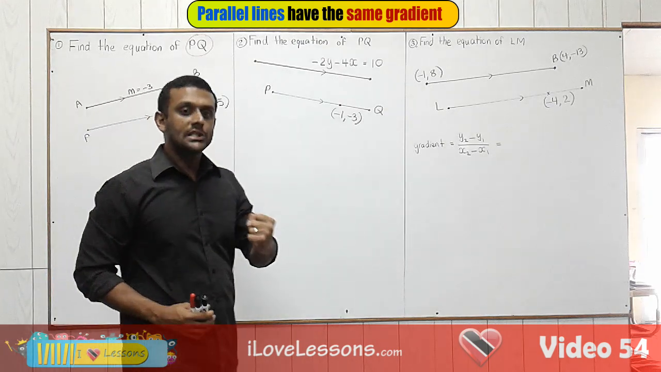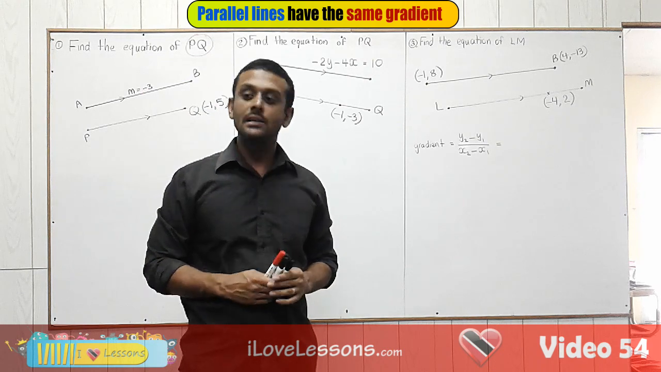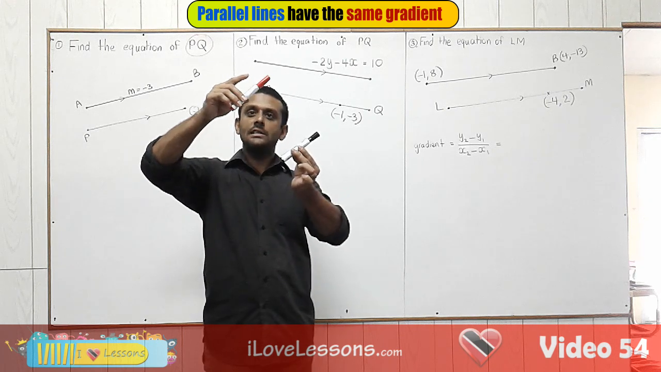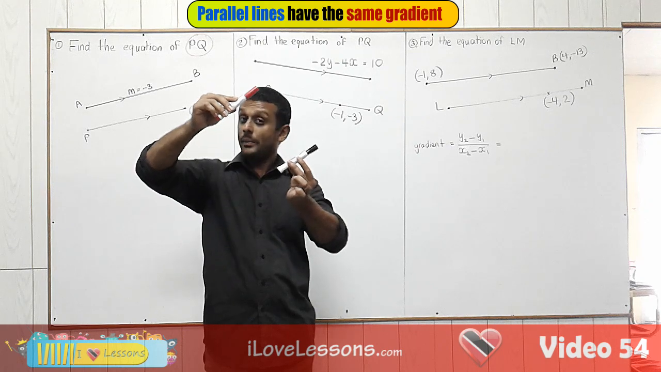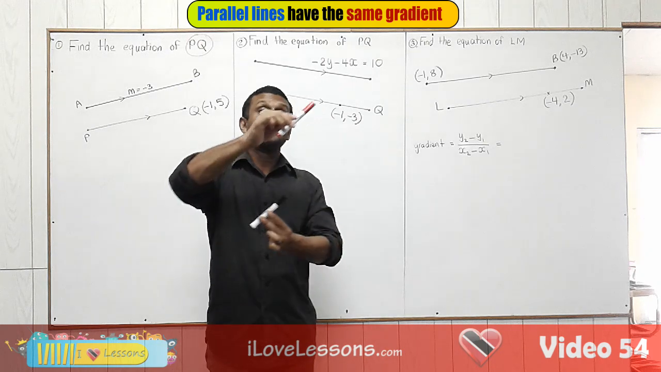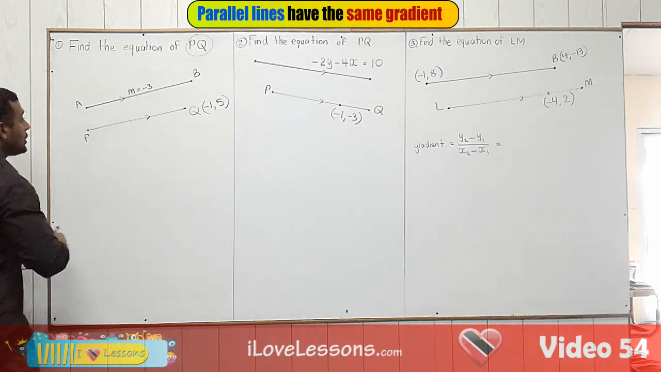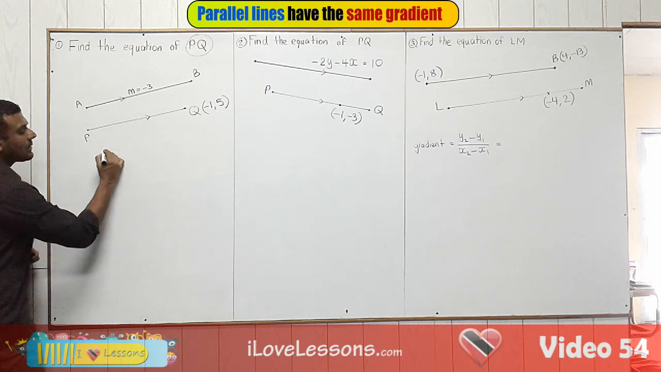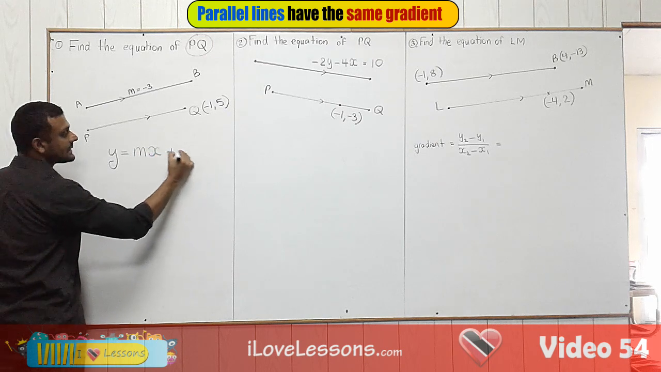Now, one major point about parallel lines is that parallel lines have the same exact gradient. So for example, let's say these 2 markers are lines. If the gradient of this line is 4, then the gradient of this line will also be 4 if both lines are indeed parallel. Now they will have the same gradient, but they will have different y-intercepts. So I want to find the equation of the line PQ. So the equation of any line is y is equal to mx plus c.